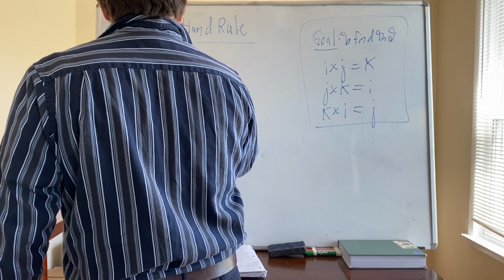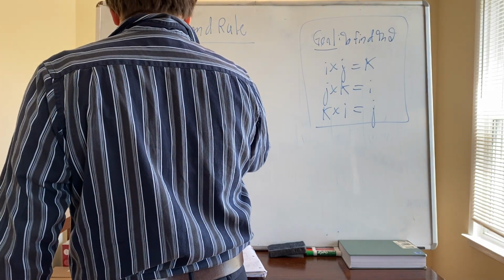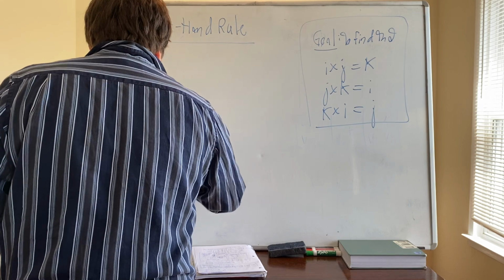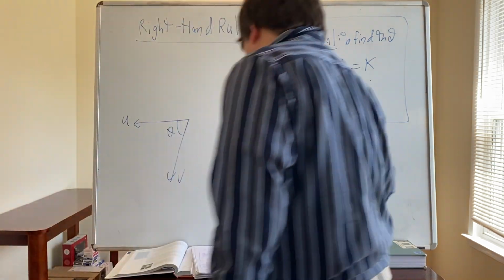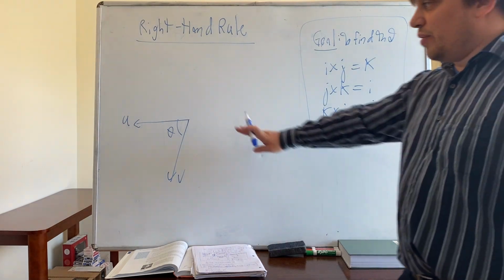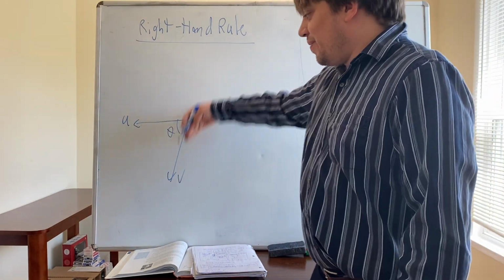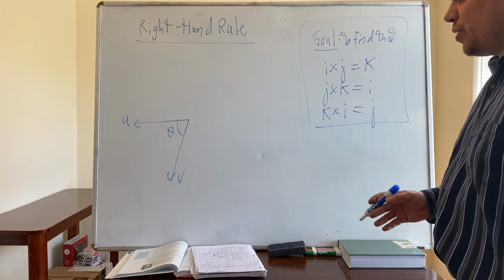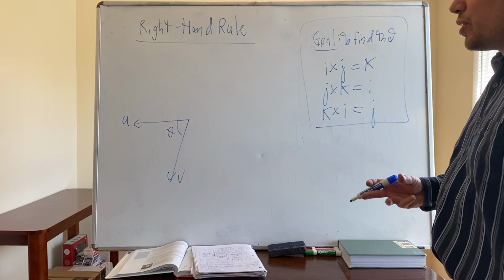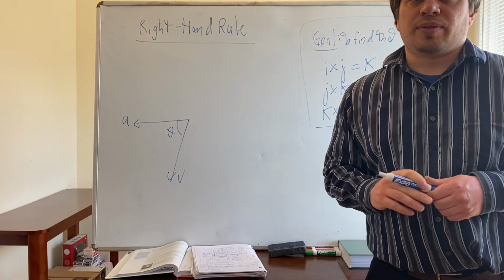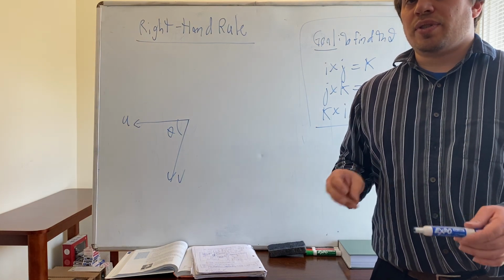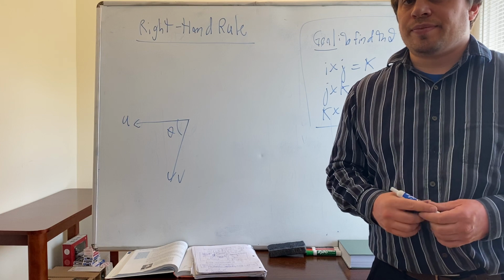So let's say we have the vector. Okay, so the goal is to do that. I'm going to give another example where here's u, and here is v, and here's the angle theta between. So we have u in this direction, and we have v in that direction. And so the right-hand rule is going to show you the direction of the cross product of these two vectors. It's not going to tell you what u cross v is.